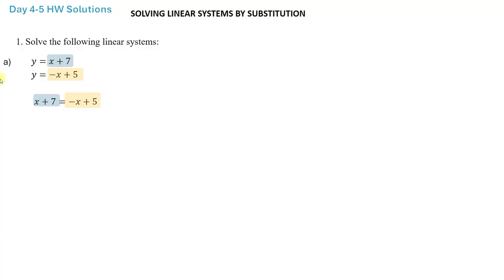Once we've done that, we'll collect our x terms on the left-hand side and our numbers on the right-hand side, giving us 2x equals negative 2, and that simplifies to a value of negative 1 for x. Now, once we have a value for x, we can take that value and plug it back in to either one of these equations up at the top. We use the first or the second equation and simply substitute negative 1 for x.